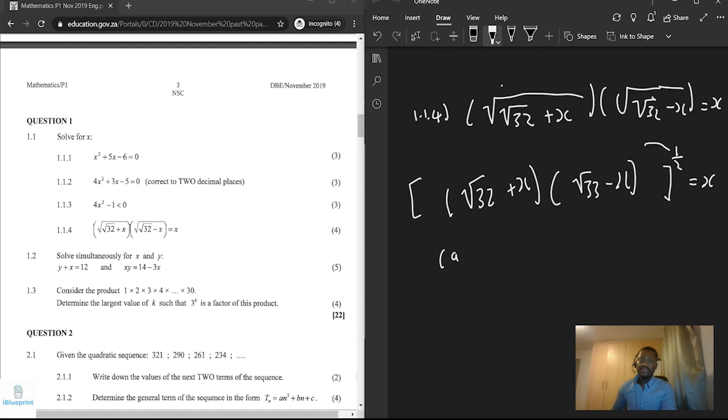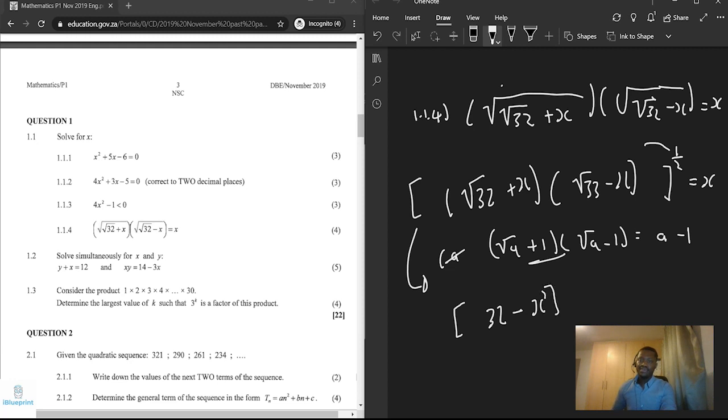Another thing you have to remember is that if you have the square root of a plus 1 times the square root of a minus 1, the answer to this is a minus 1. You can test it out for yourself. If you apply the same thinking to this, the overall answer is going to be 32 minus x squared, because we have an x times a negative x, which is negative x squared. So it's 3 to the power of a half, which is equal to x.